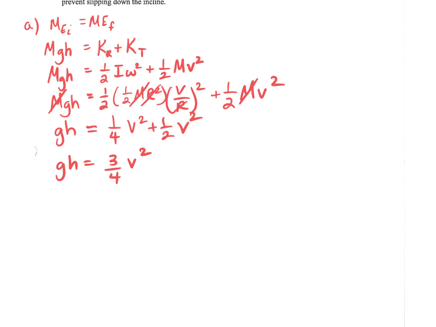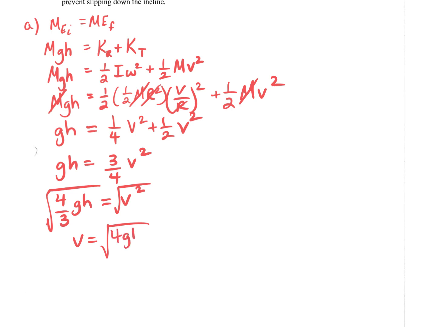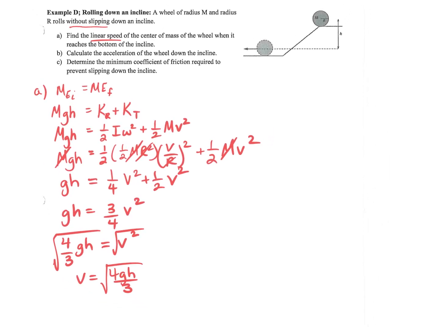And now we're solving for v this time. So we're going to have 4/3 gh equals v squared, and we're going to take the square root of both sides. So we are going to end up with v being the square root of 4gh over 3. So that would be the answer to part A.